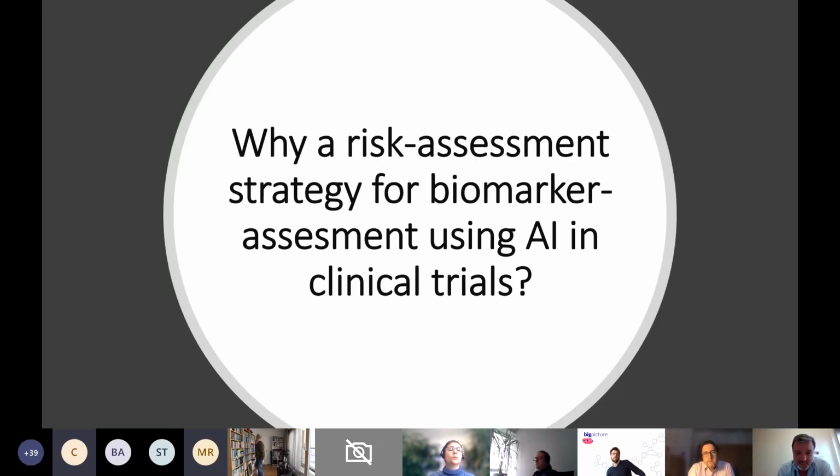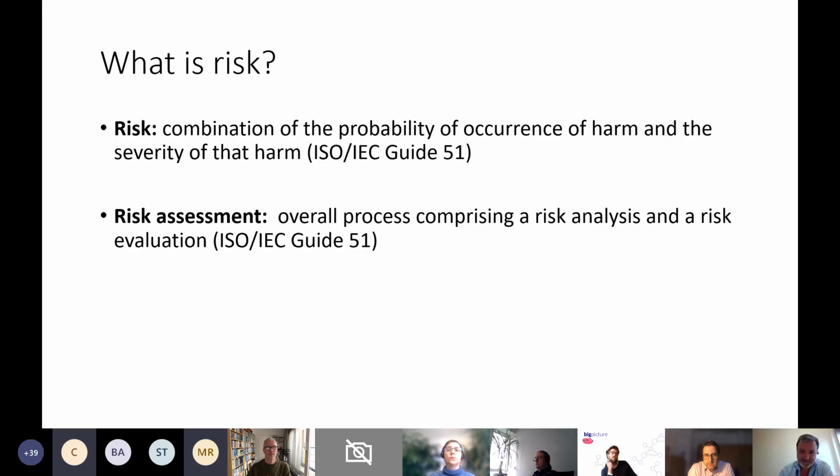So why do we propose, and why are we working with the working group around, a kind of risk assessment strategy for biomarker assessment in clinical trials? Risk is defined very easily: the probability of harm. And the risk assessment is the process of assessing this probability.